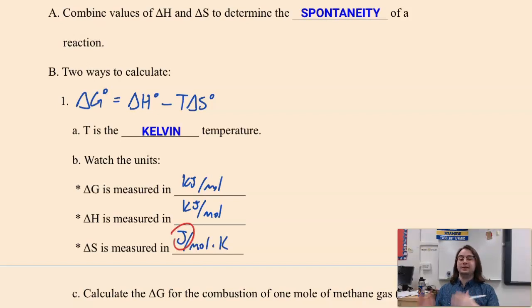So that means that even if we calculate delta S, whether it's through the book or any other means, that number is always going to be given in joules. Before we can plug delta S into the equation, we have to make sure that delta S is in kilojoules. So make sure that you keep that in mind. Don't just plug delta S straight into the equation before converting it into kilojoules. All right, let's keep going.